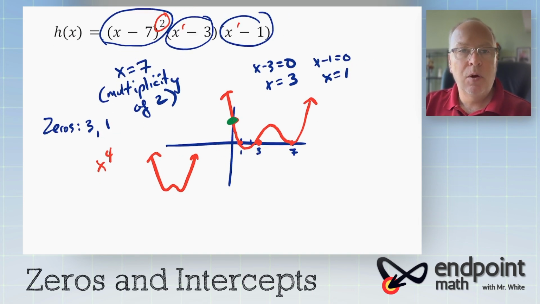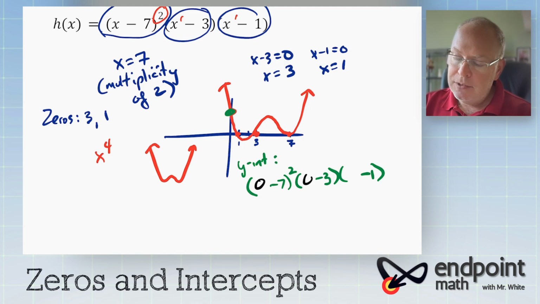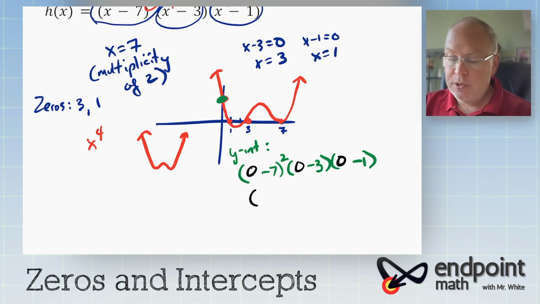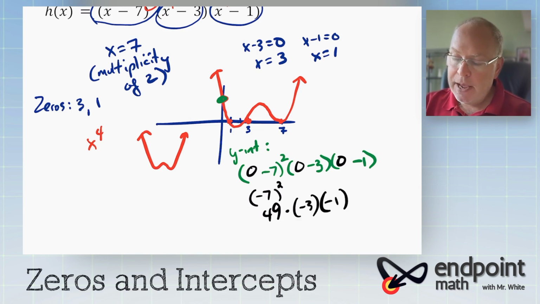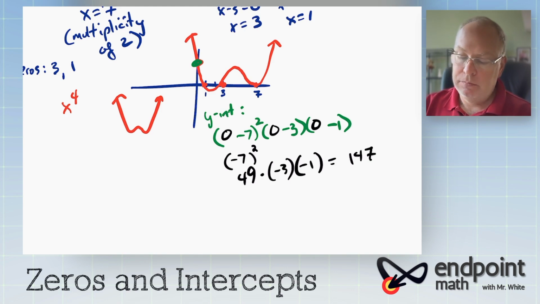The y-intercept, we plug in 0. So to find the y-intercept, here's what I'm going to do. Something minus 7 squared times something minus 3 times something minus 1. And that something is 0. So this is going to be negative 7 squared, which is 49 positive, times negative 3 times negative 1. So I've got an even number of negatives, so I know I'm going to get 147 positive. So this hits at 147.